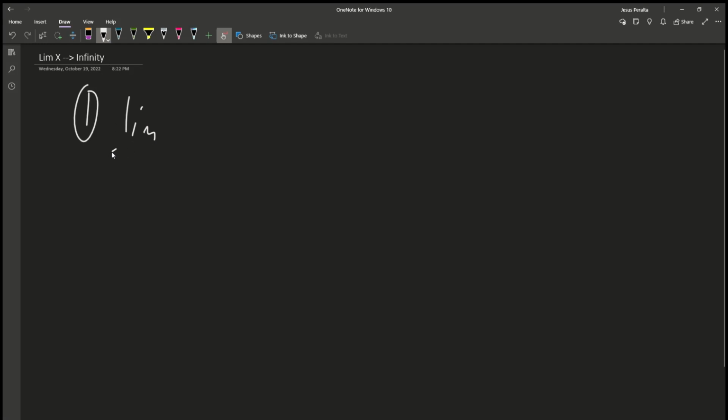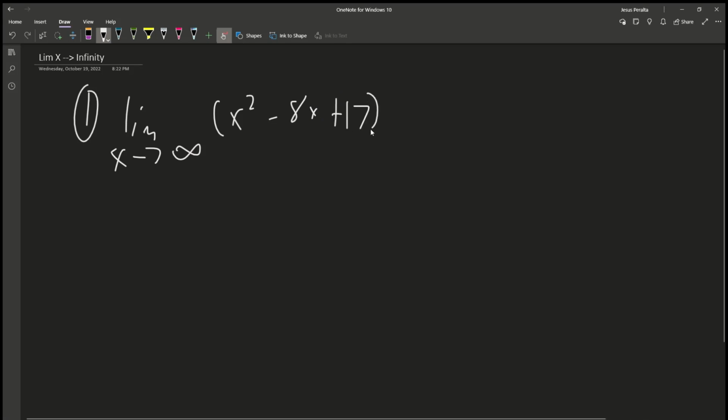the limit as x approaches infinity of x squared minus 8x plus 17. When you have an x value with no fractions or anything, you could just plug infinity into the x with the highest exponent. It's going to be infinity as we know it. So this would be infinity as your answer.